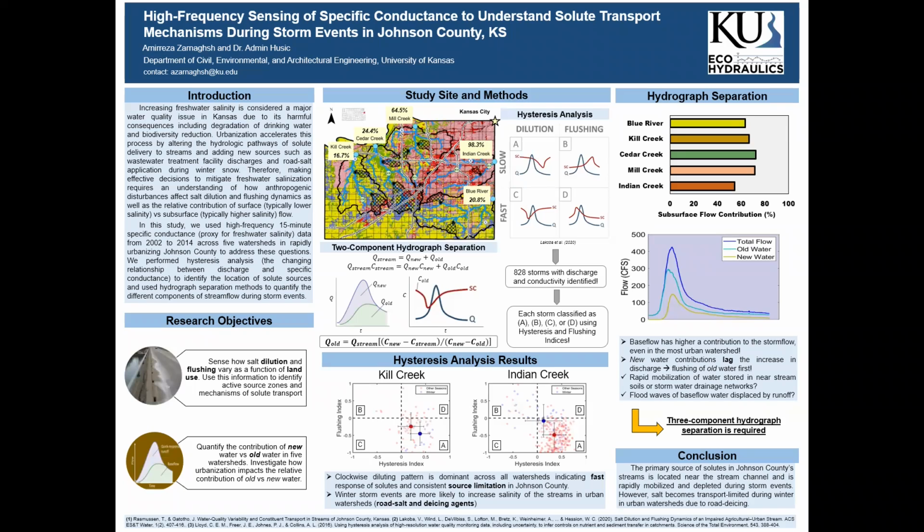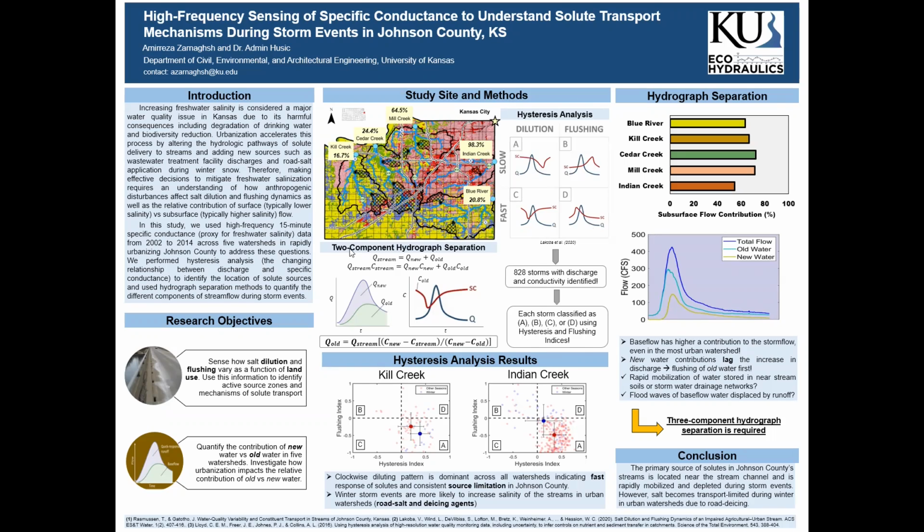Also, depending on the location of the sources, whether they are proximal or distal, the peak of the solute concentrations can happen before or after the discharge peak. So we identified 828 different storm events, and we classified those into one of these four different categories using flushing index and hysteresis index, which are indices that were developed to make this classification easier.